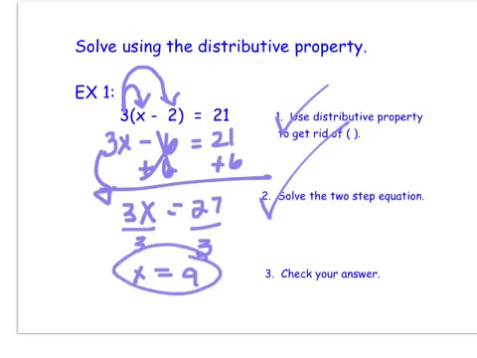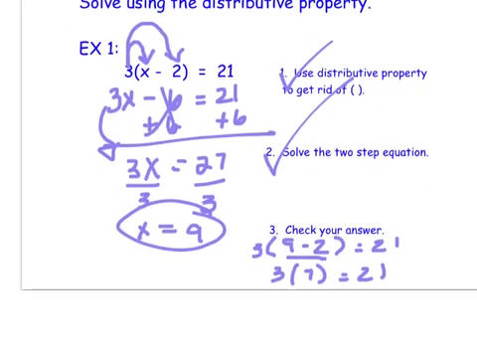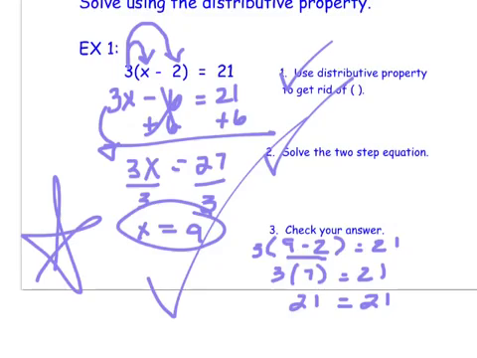Now what I want you to do is check your answer. I don't have tons of room, but I can give you an example. So we do 3 times (9 minus 2) equals 21. Well, order of operations, let's do what's inside the parentheses. We do 3 times 7 equals 21. And we know that 21 equals 21. Way to go. You're a star.